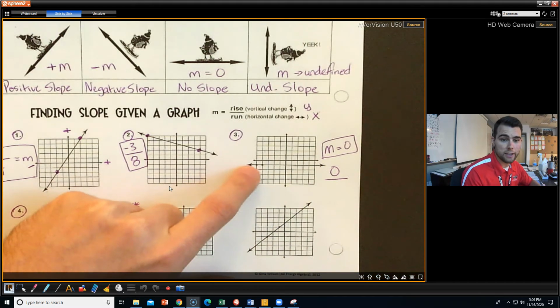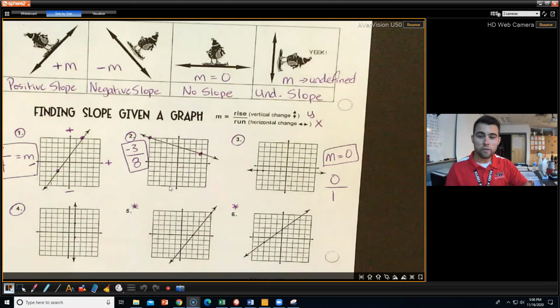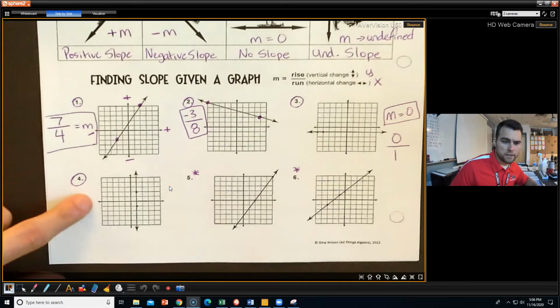Am I running? Well, yeah, if I start at this point, I go over 1 to the right. And, well, 0 over 1 is still just 0. No biggie. Okay?